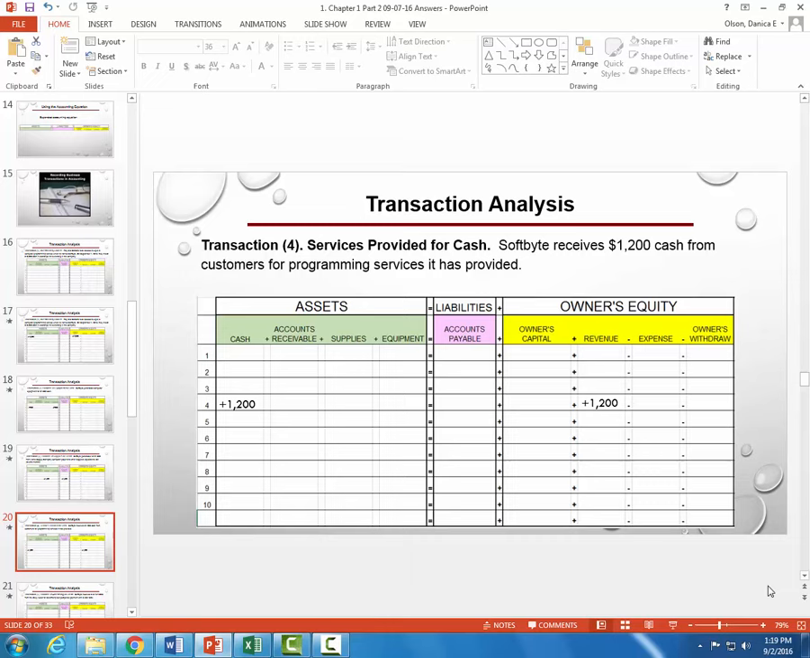Transaction 4. Services are provided for cash. SoftBite receives $1,200 of cash from customers for programming service it has provided. Cash will increase by $1,200 and revenue will increase by $1,200.